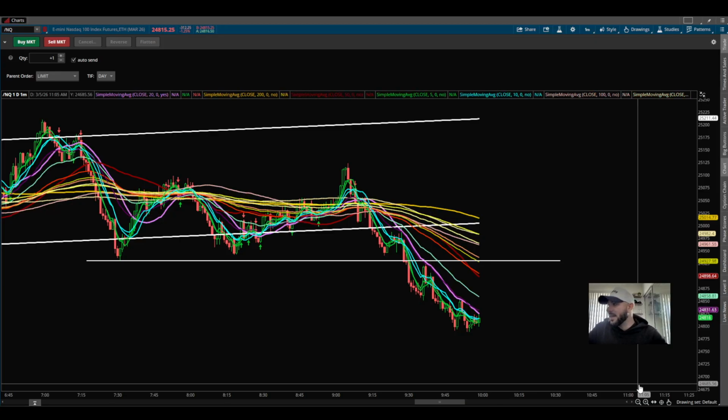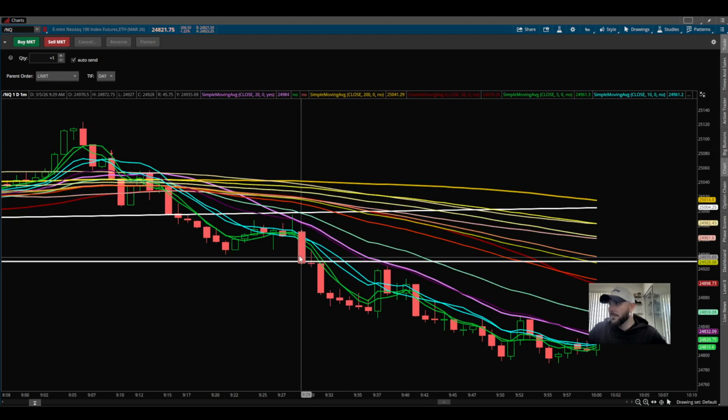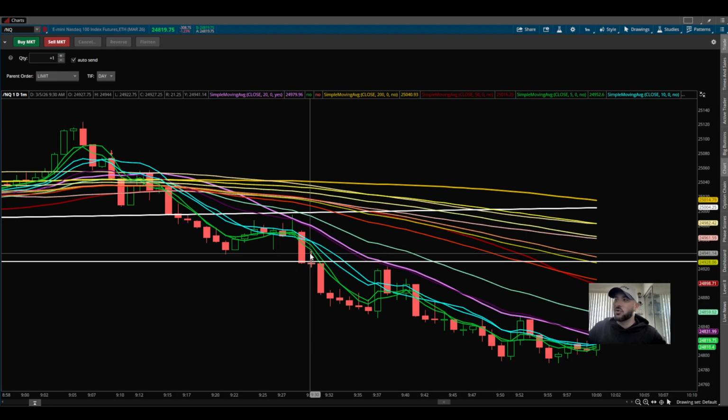So if you look at, and I'll zoom in here, if you look at the next candlestick after we broke through that low of day, it did try to pop up into its 5-day moving average.